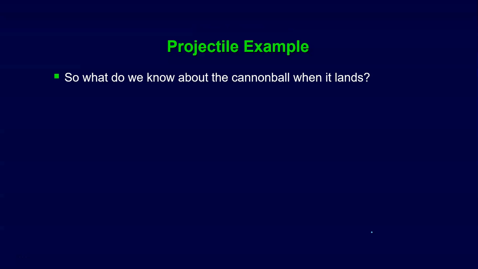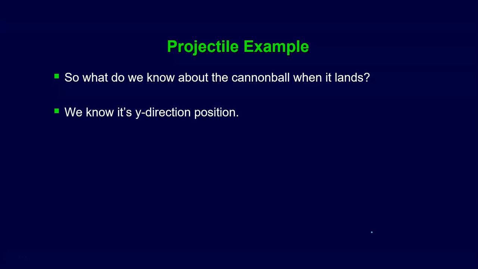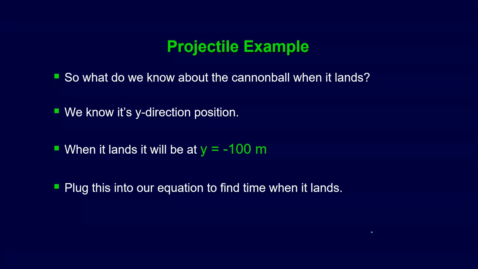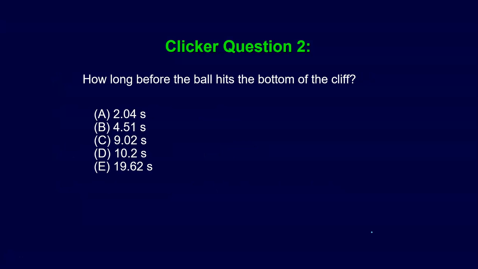And so what do we know about the cannonball when it lands? That's the trick here. We know its y direction position. So when it lands, it'll be at y is equal to negative 100. Again, the height of the cliff was 100, and I called the origin where the cannonball was launched from. And so we can plug this into our equation and try to figure out when it lands. So why don't you guys stop now and see if you can do this here.